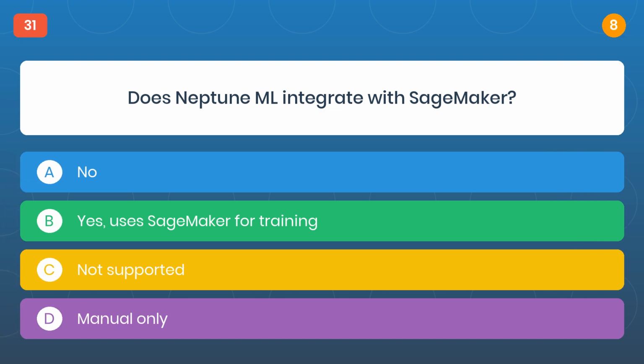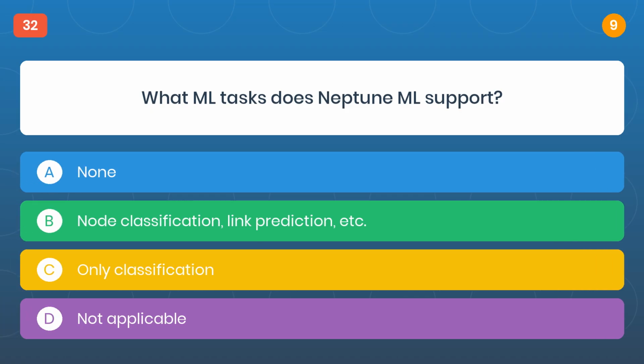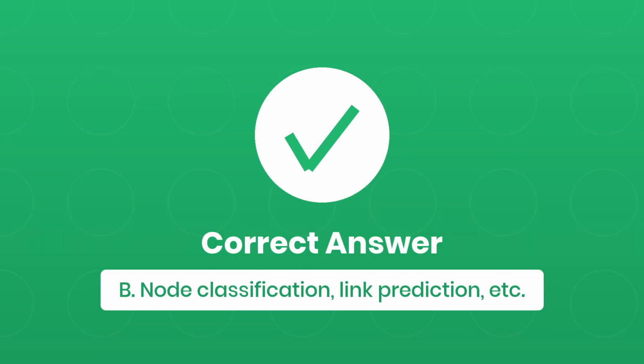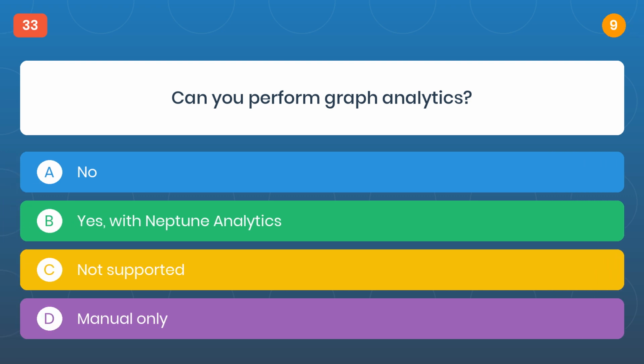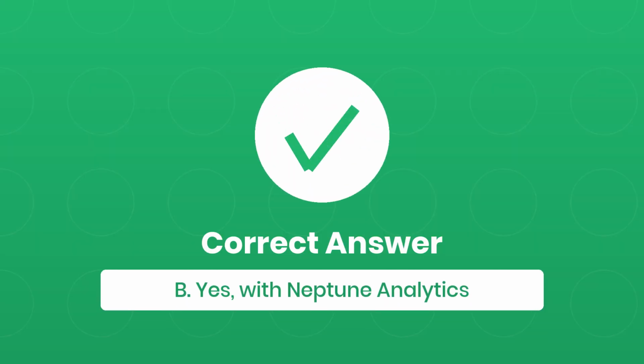Question 31. Does Neptune ML integrate with SageMaker? The correct answer is B, yes, uses SageMaker for training. Question 32. What ML tasks does Neptune ML support? The correct answer is B, node classification, link prediction, etc. Question 33. Can you perform graph analytics? The correct answer is B, yes, with Neptune Analytics.